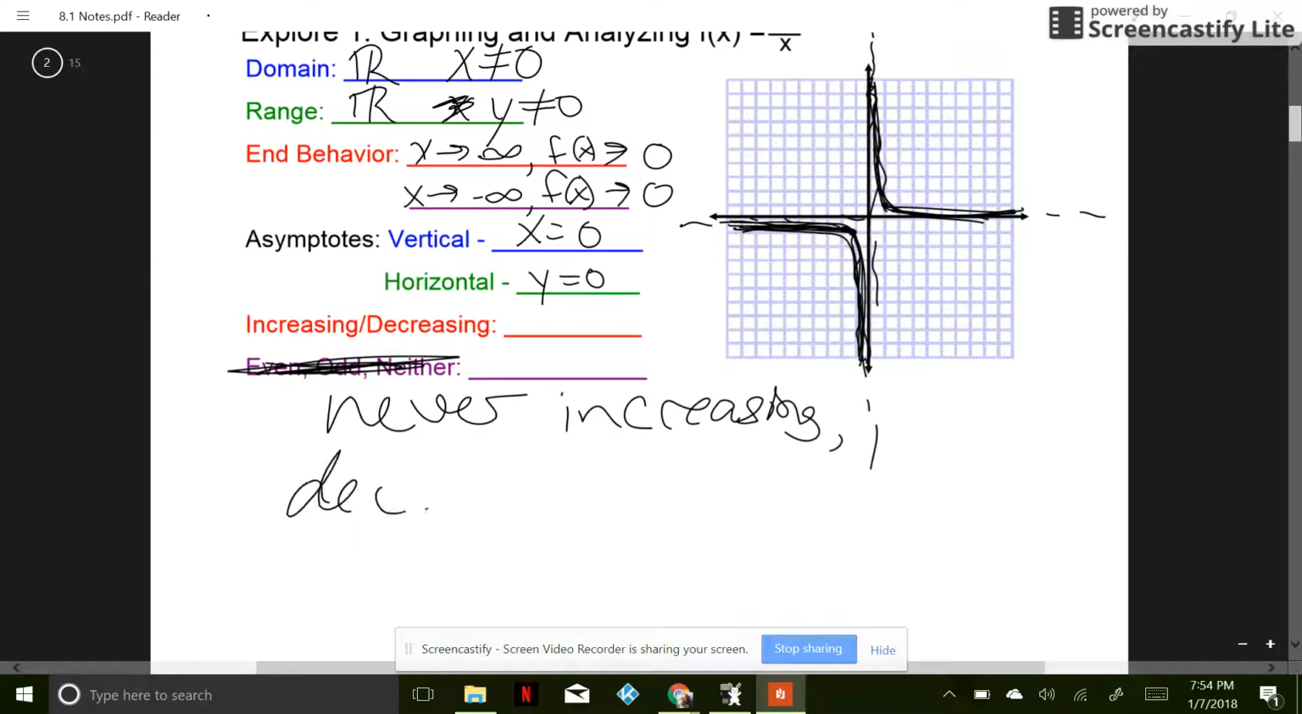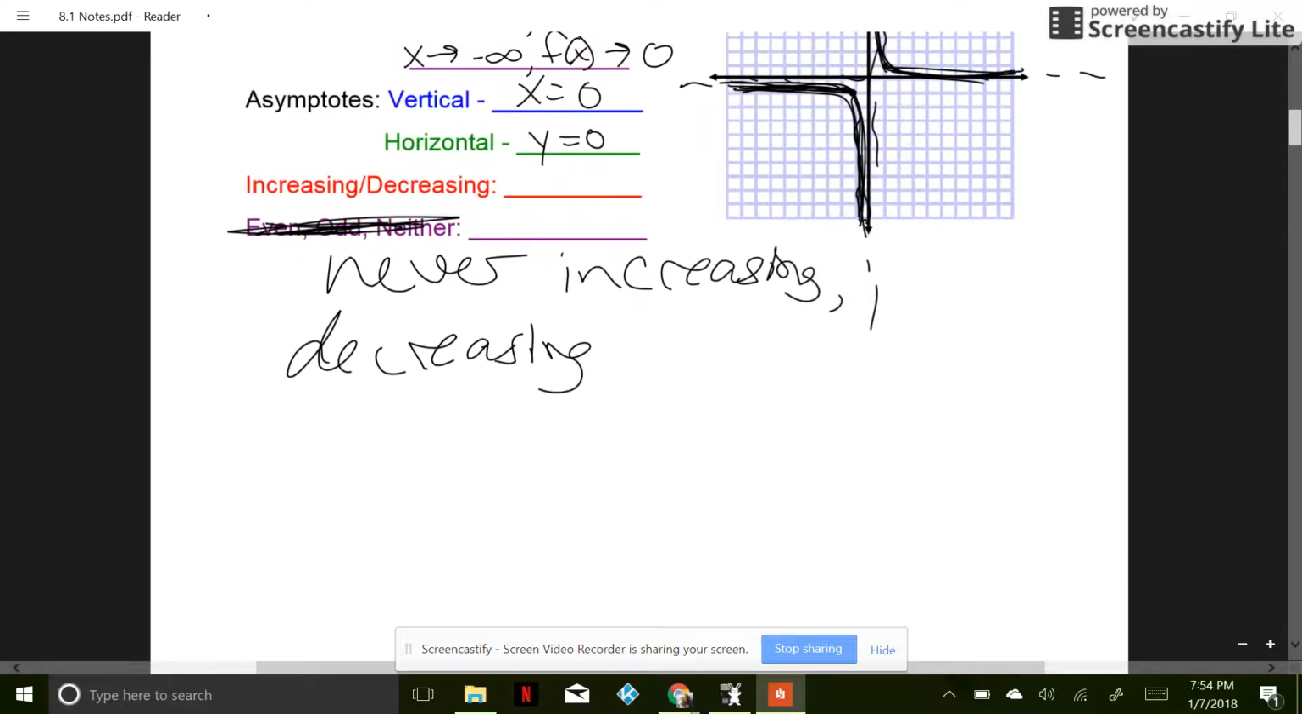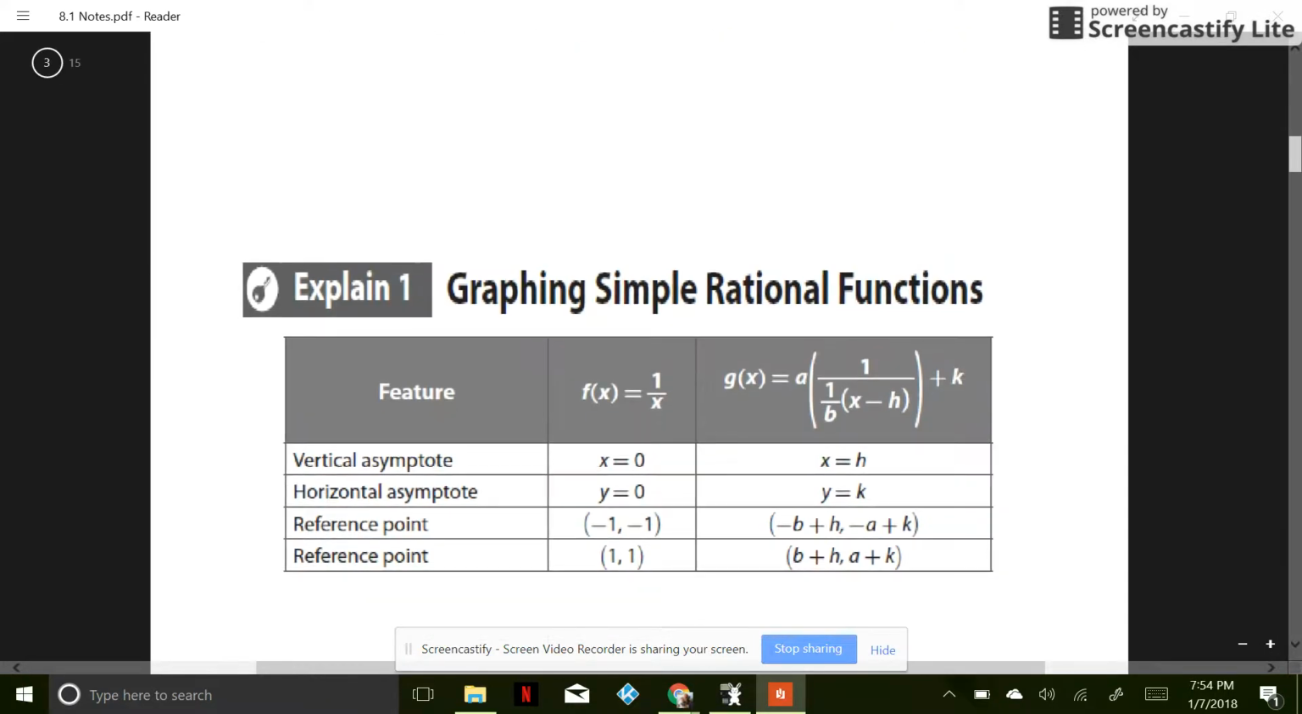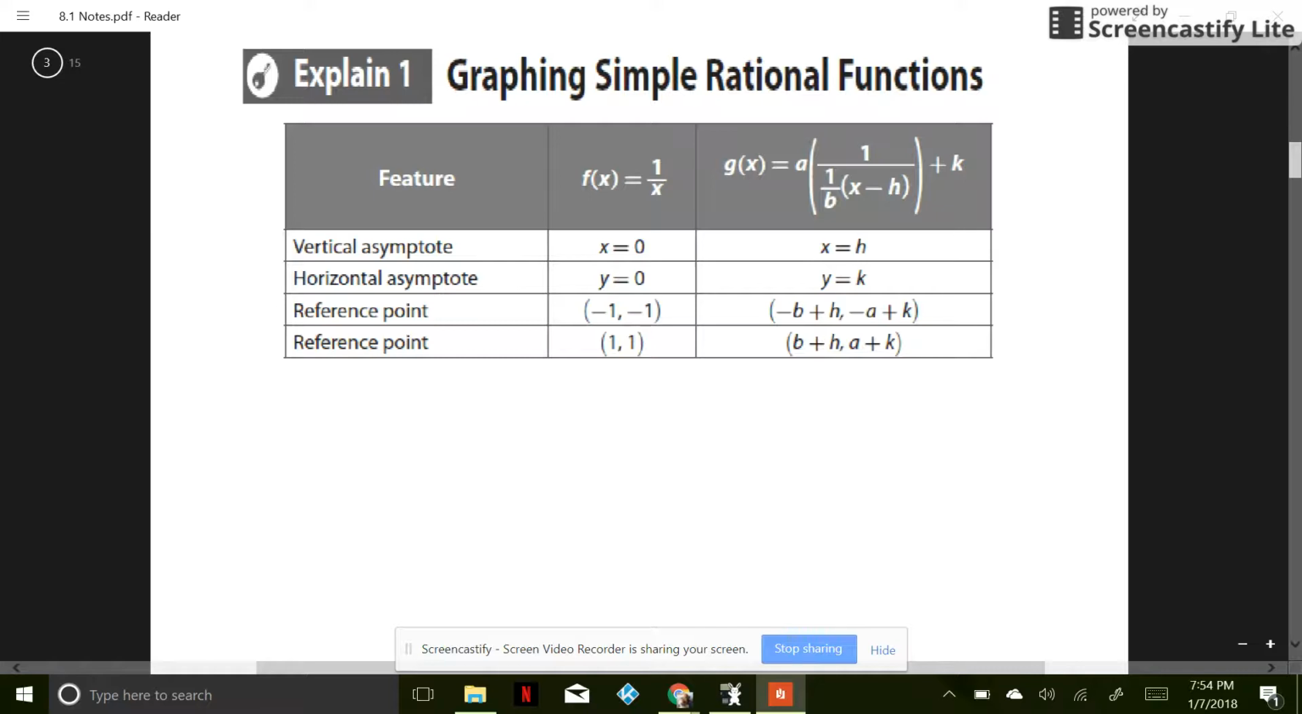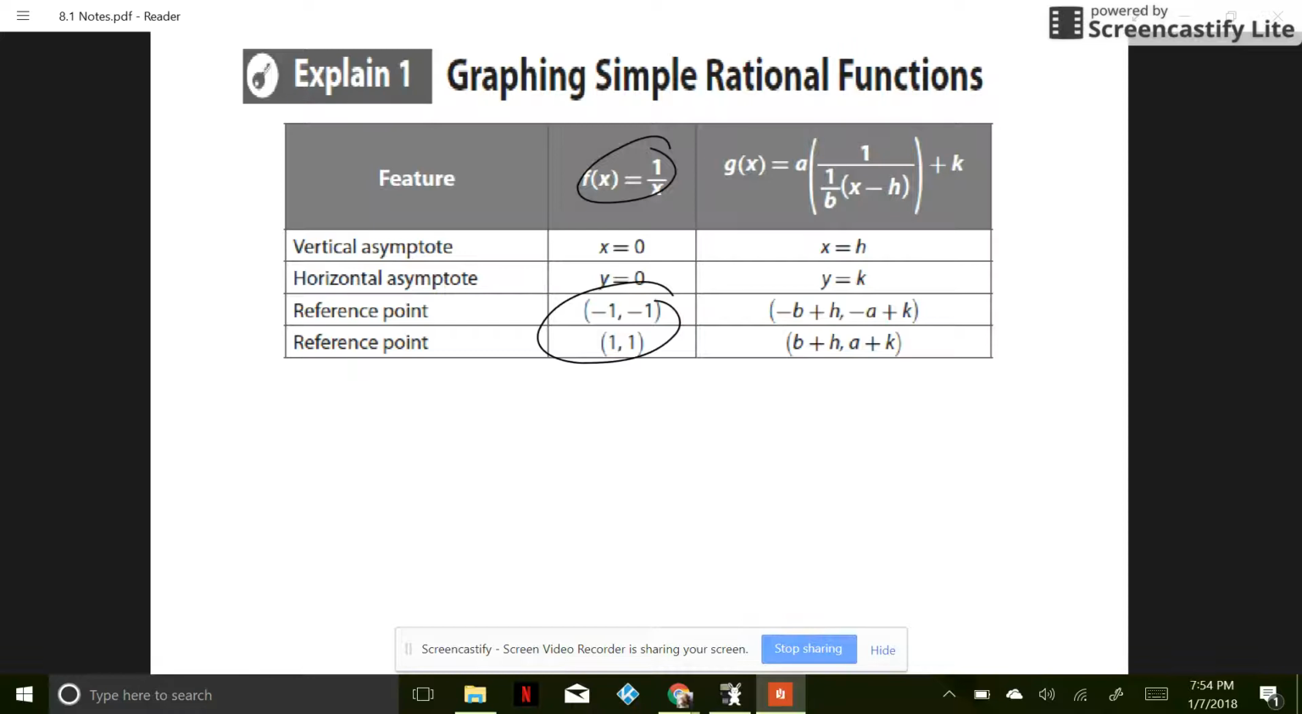But it's decreasing in two spots. Remember, we're disjointed because of that asymptote. So it's going to be decreasing from negative infinity to 0 and from 0 to positive infinity. When we graph these simple rational functions, we've just graphed the parent function here. We have the vertical and horizontal asymptotes. We also have those reference points. Those are the 2 points that we knew for sure were points.